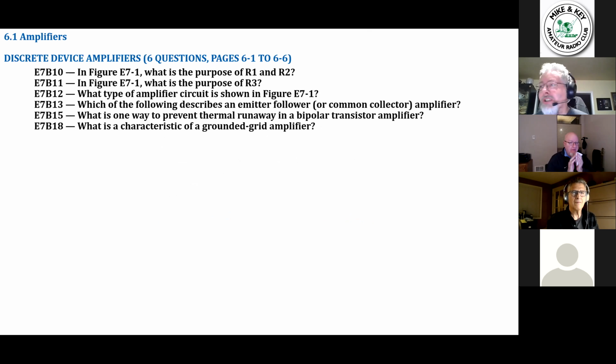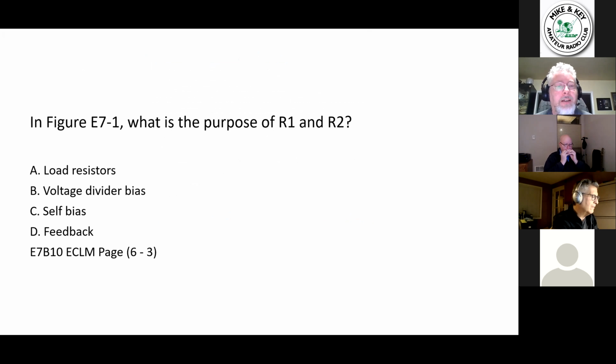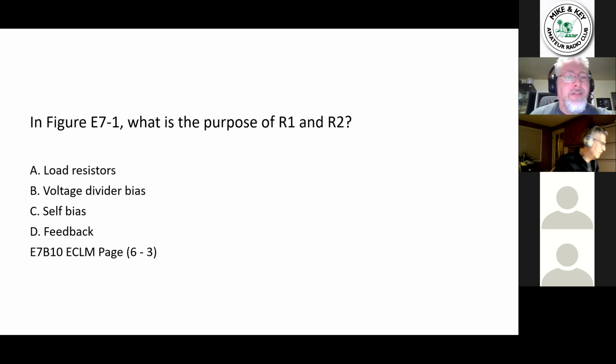So our first section, section 1, is on amplifiers. 6 questions. Oh shucks, I forgot to add in figure 7-1. Dang it. What is the purpose of R1 and R2?